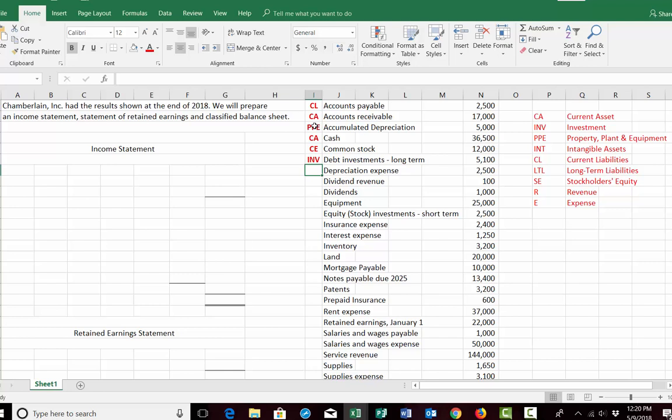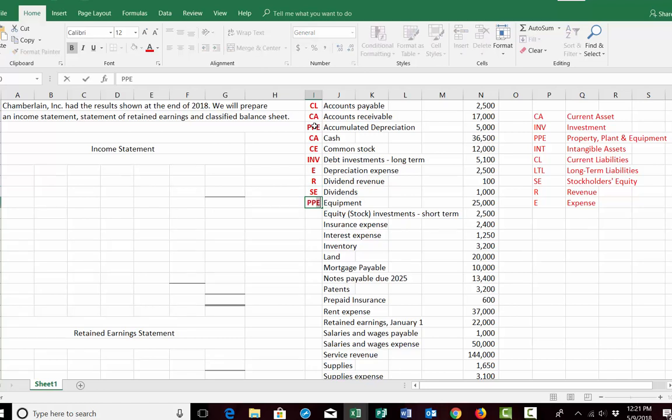Okay? All right, then we have depreciation expense. That is an expense. Dividend revenue. Well, the dividend revenue probably came as a result of our stock investment, which we're going to see in a minute. So when you own stock, you get dividends, right? So that's a revenue. Dividends are part of our stockholders' equity.